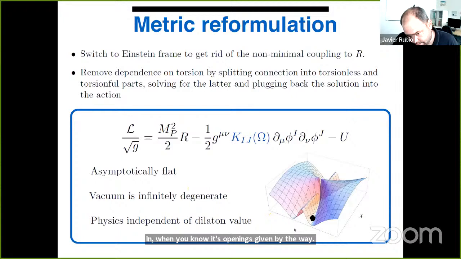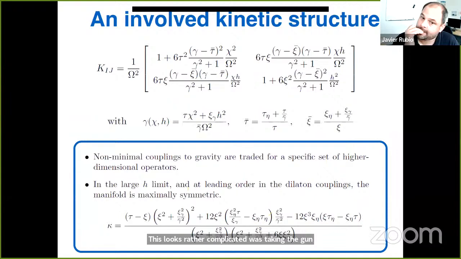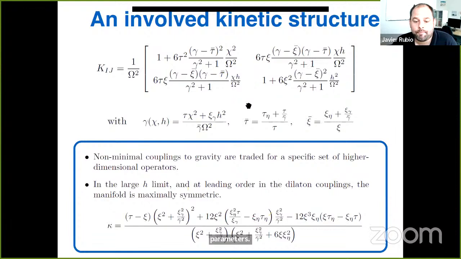Now, the price to pay when you move to the Einstein frame is that you modify the kinetic manifold for the Higgs and the Dilaton field. This looks rather complicated once you take into account all the parameters, as you can see in this figure, in this formula. This answers partially the question that Arthur was asking before.